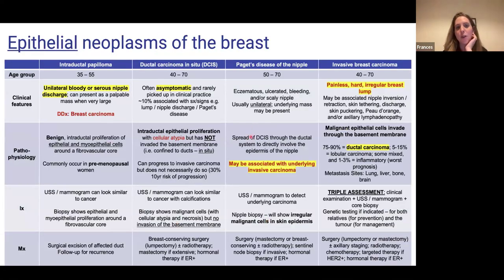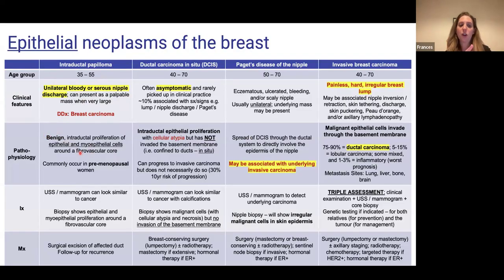These are your epithelial neoplasms. We're just talking about the epithelial part. You obviously have your intraductal papillomas. So these are your benign lesions. These are unilateral. They're typically presenting with bloody nipple discharge, sometimes serous as well, so kind of watery, and like mucousy. Can present as a mass if it's very large, and your main differential, because of the bloody discharge, is breast cancer. But as I said, these are benign.